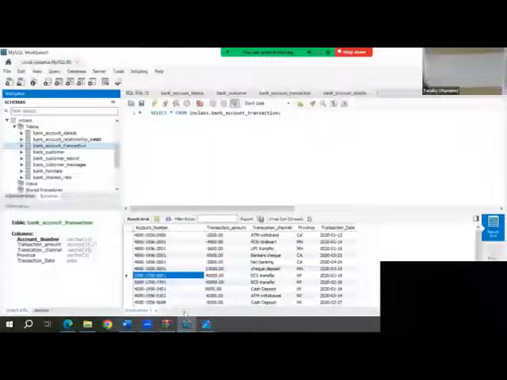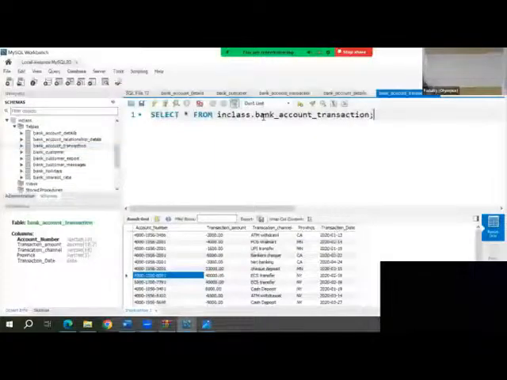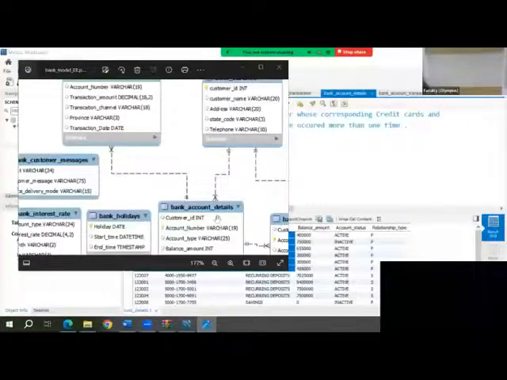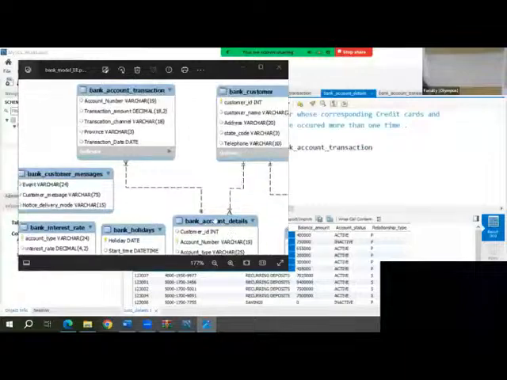So let's try to do this. Select, I want the account number. Okay, savings account number, from bank number. I will just do an inner join on this bank number, right?